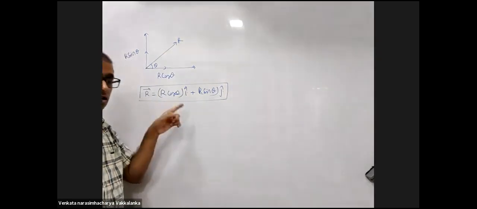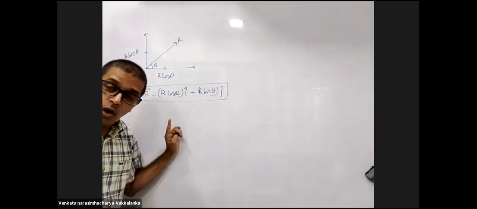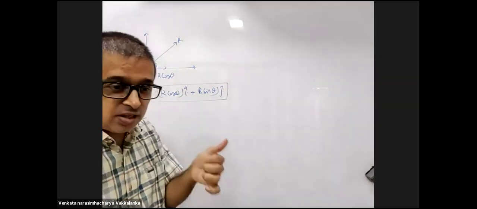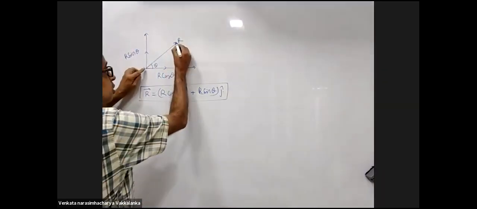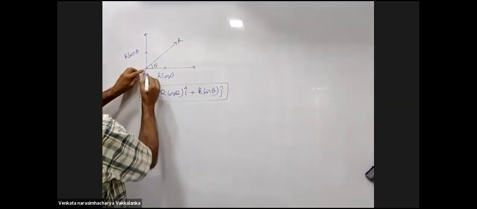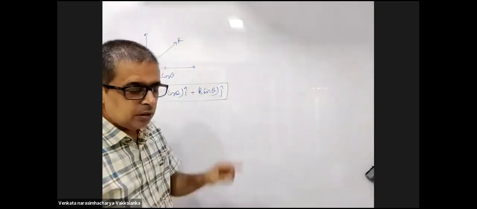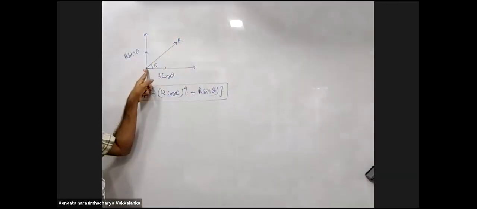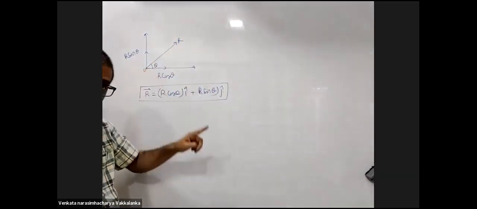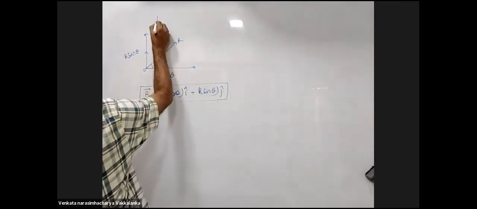Advantage of writing this is, this is called a position coordinate, representing this as a position vector. Position of the head of the vector with respect to the tail. This is called a position vector.